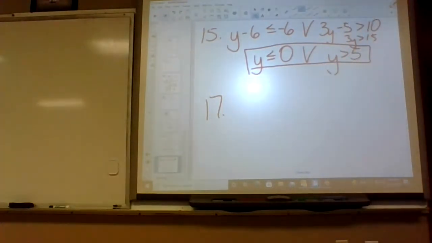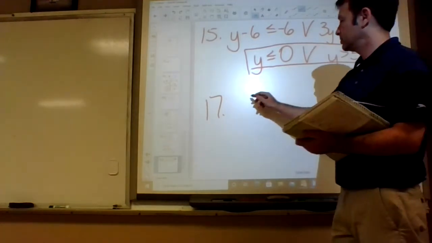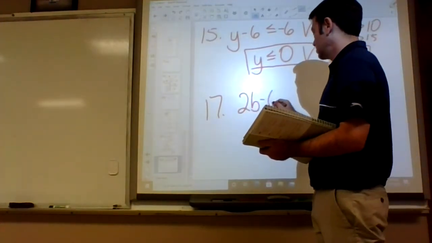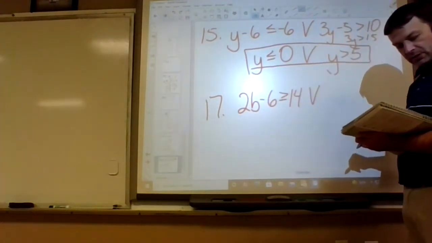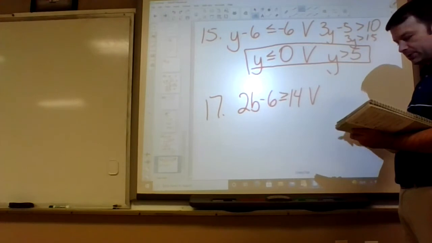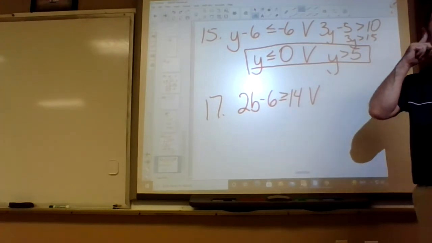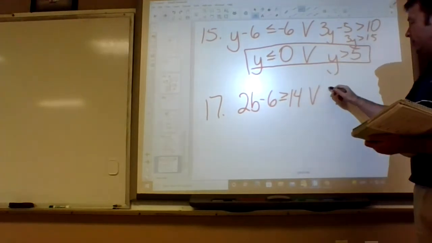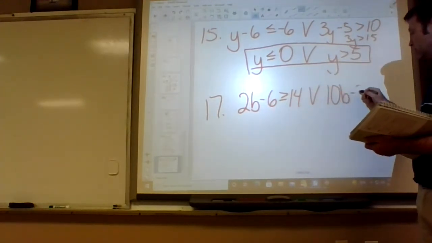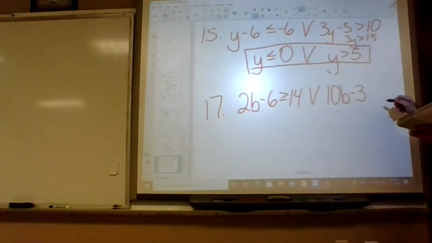17 says 2b minus 6 is greater than or equal to 14, or 8b plus 2b minus 3. Okay, it says 8b plus 2b minus 3, so what should I write down? 10b minus 3 is greater than 27.